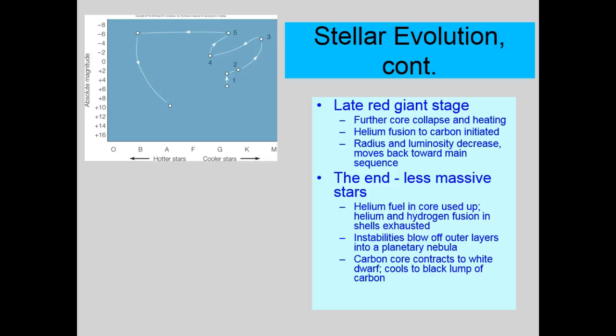lump of carbon. Now, when I hear black lump of carbon, I think a piece of charcoal or coal or soot. But when they say black, they mean it's not emitting any light. White would mean it's emitting light. Black means it's not emitting light.